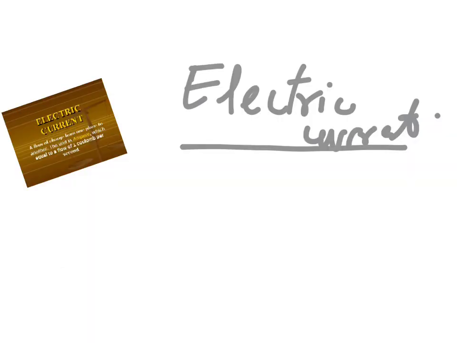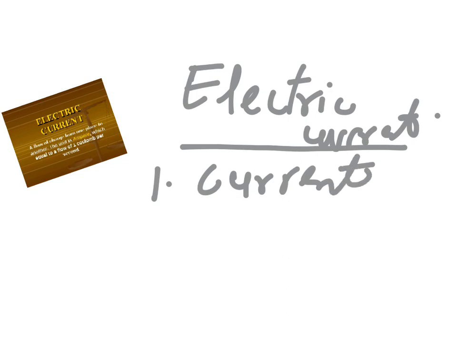Our today's topic is electric current. But before going into the definition of electric current, I would like to give the general meaning of the word current. Current is associated with motion. Whenever a thing is in motion, we call that a current. For example, if the water is in motion, we call that a current of water or water current.